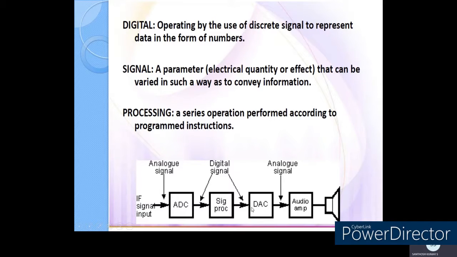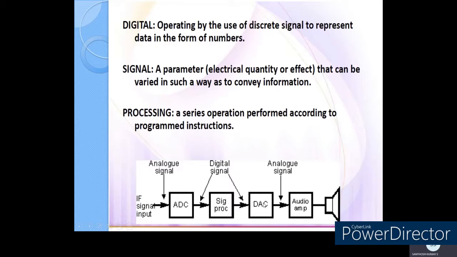Then finally, at the destination end, we have the digital to analog converter, which converts the digital signal back to an analog signal. Why? Because a digital signal is not audible; it is not possible for human ears to hear it. Then this signal goes to the audio amplifier, and finally it is given to the respective receiver end.